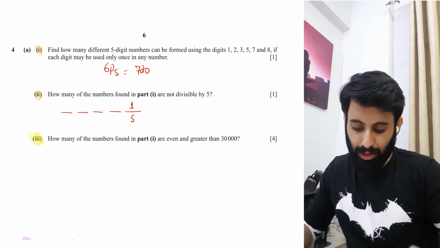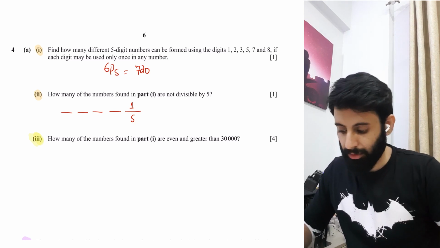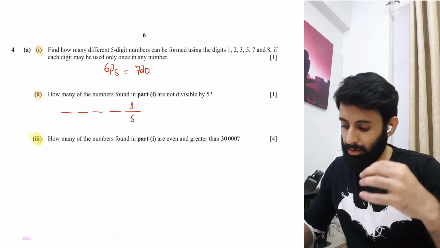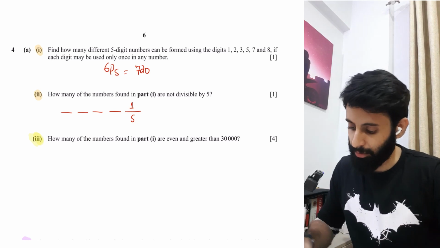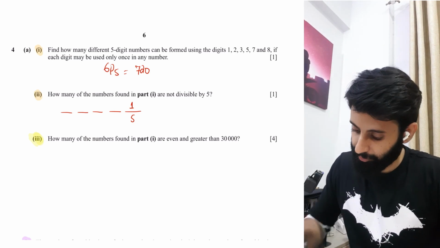And we started off with how many numbers? We started off with 6. Now one of them is gone. That means you're left with 5. And how many places do you have to fill? You have 4. So that means that's going to be 5p4.